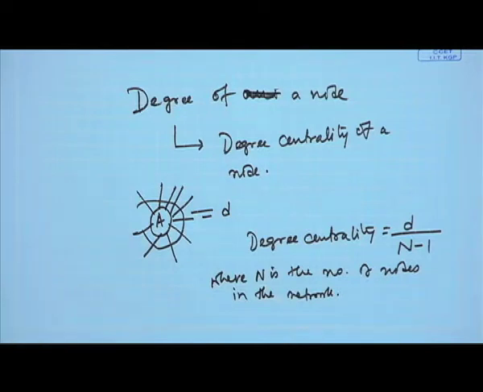Basically, you are expressing the degree of a node as a fraction of the maximum possible degree of a node. In all, a node can be connected to n minus 1 other nodes if there are n nodes in the system. So if the node has a degree d, you are expressing this d as a fraction of n minus 1. That is the degree centrality of a node in a network.